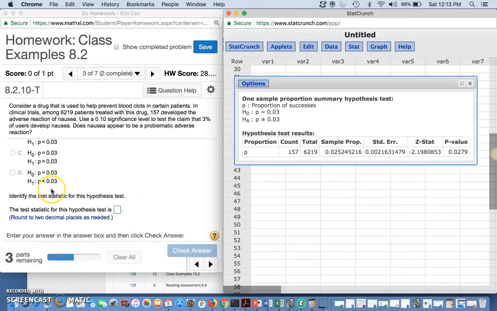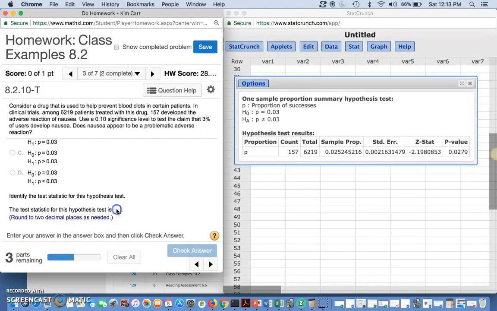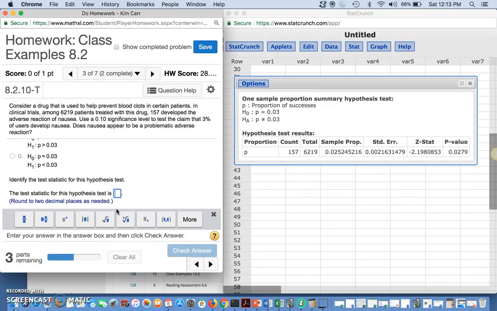All right, we identify the test statistic. The test statistic is a Z. So the Z-stat here, we want that to 2 decimal places. So when we round that to 2, it's going to go to negative 2.20. The 8 rounds the 9 up. So 1 more than 19 is 20. Negative 2.20.